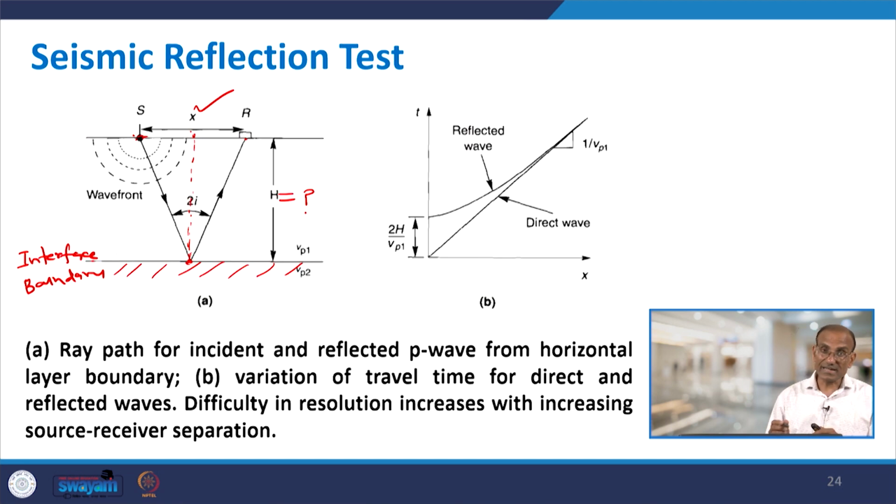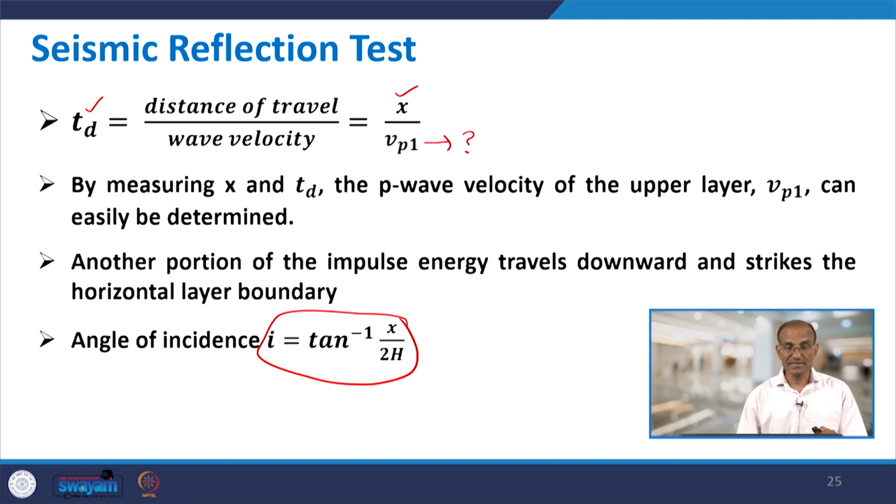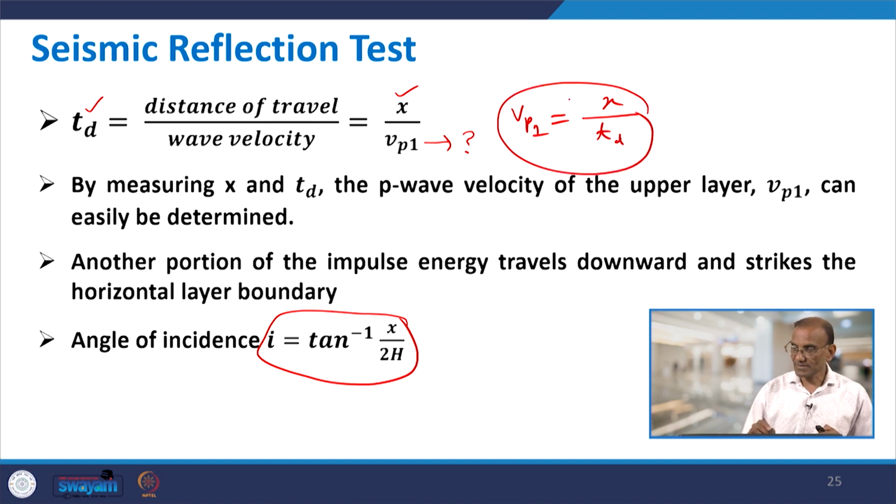Here the direct wave will come directly from S to R, while the reflected wave will go along a longer path. So, the time taken by the reflected wave will be 2 times the distance from here to here divided by the wave velocity. Here Tr is given by the square root of 4h square plus x square, divided by Vp1. Vp1 is the P wave velocity, same as we discussed in Td, where Td equals x over Vp1. So, Vp1 is calculated from this equation: you put x over Td, because x is known and Td is known. This way you can find Vp1.